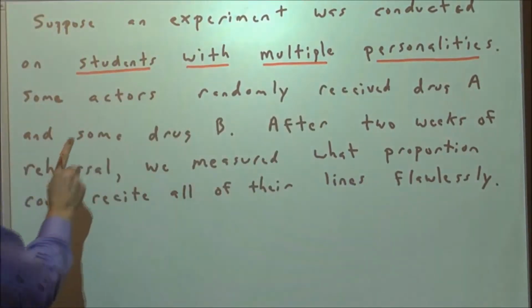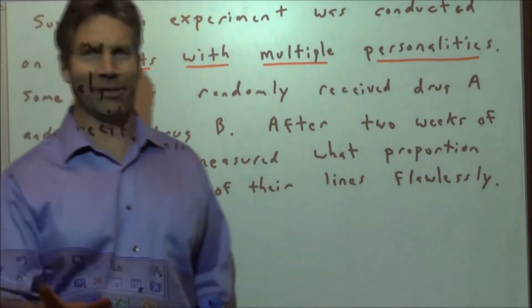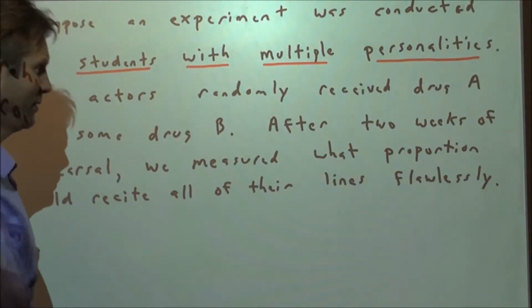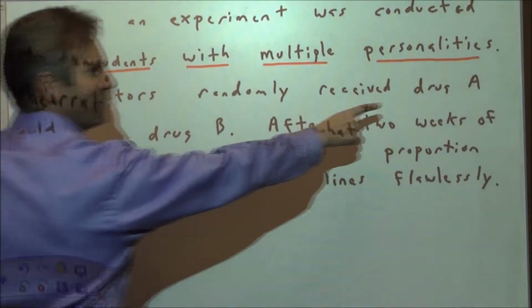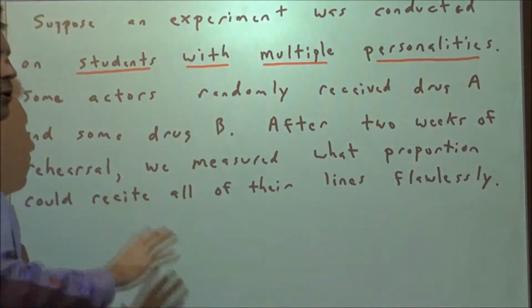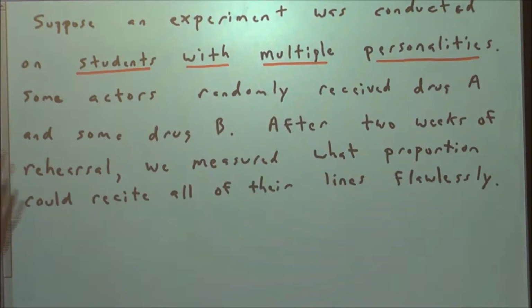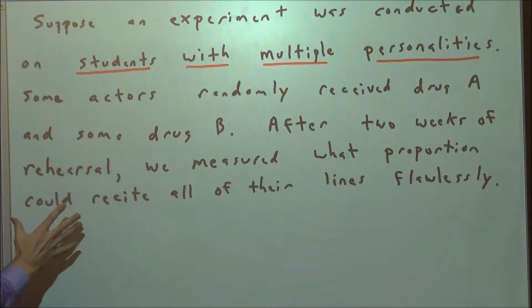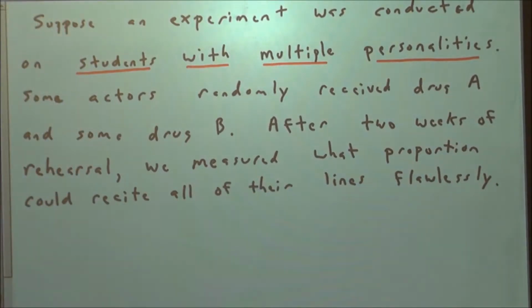So we have that. Okay, now, some actors are randomly receiving drug A and some drug B. And really, it's not drugs at all. These are vegetables, and this is Hostess Twinkies. So even though in the world of statistics we talk about things like joint distributions, this is just vegetables, this is just Hostess Twinkies, it's all just in good fun. So we look at what happens after 2 weeks of rehearsal on either the vegetables or the Hostess Twinkies, what proportion in each group is able to recite all of their lines flawlessly. So that's what we're going to examine.